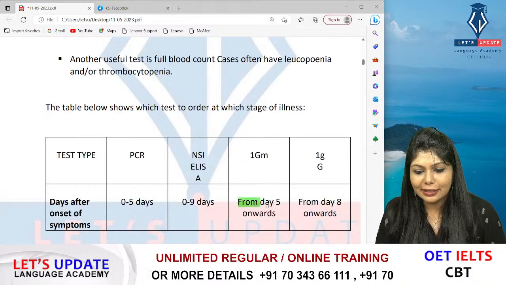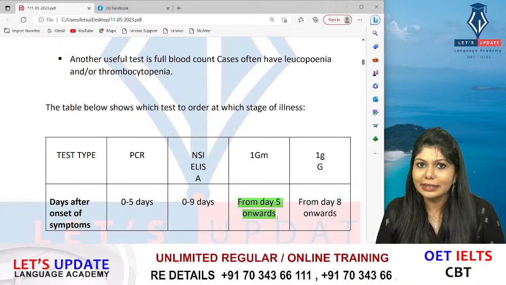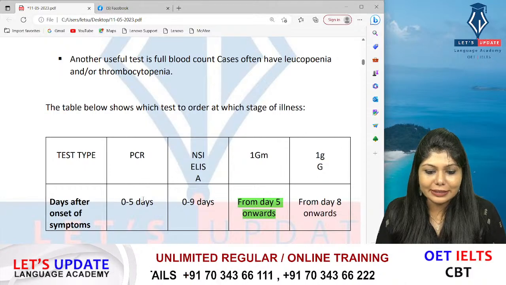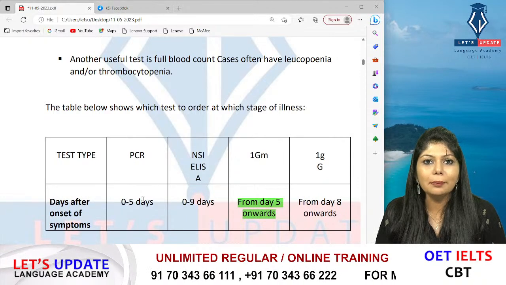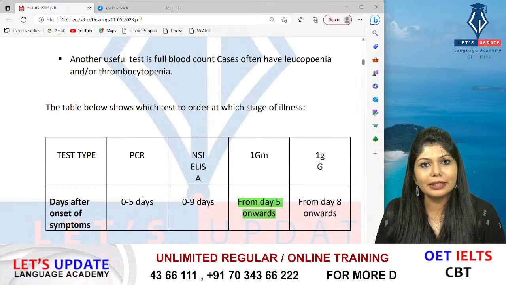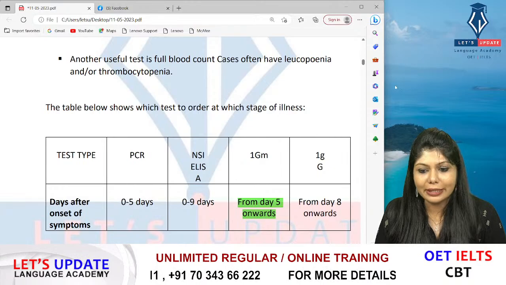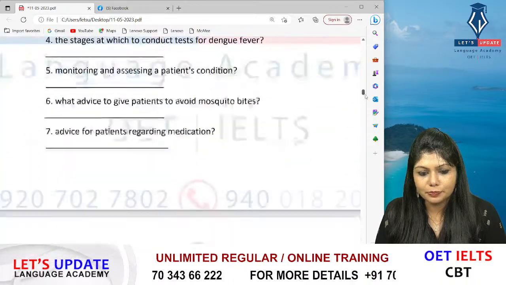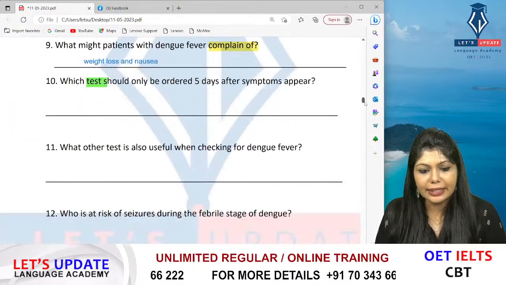Because they have written it's from day 5 onwards, that is after 5 days. So you cannot take PCR because it's from 0 to 5 days, so clearly below 5 days. And the question is after 5 days. So you can only take IgM for an answer, the most suitable answer. Just type in the answer. Meanwhile, you can read the next question.